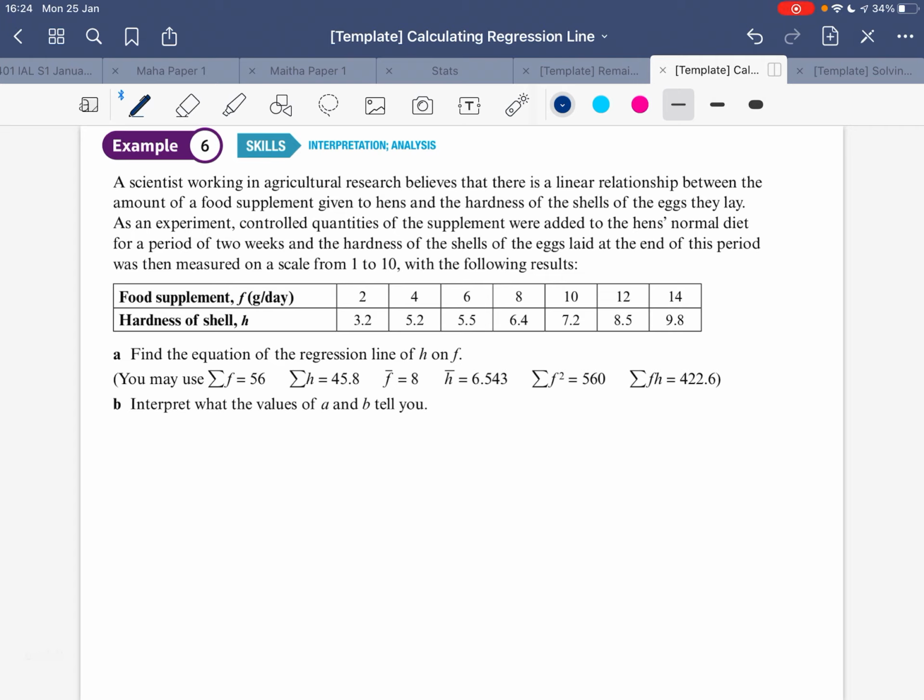Right, the next question. I haven't read this question yet. A scientist working in agricultural research believes that there is a linear relationship between the amount of food supplement given to hens and the hardness of the shell of the egg they lay. As an experiment, controlled quantities of the supplement were added to the hen's normal diet for a period of 2 weeks, and the hardness of the shells laid at the end of this period were then measured on a scale from 1 to 10 with the following results.